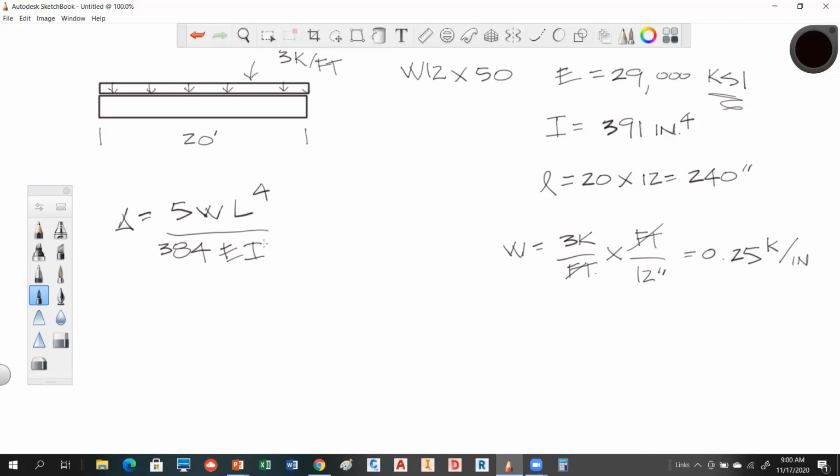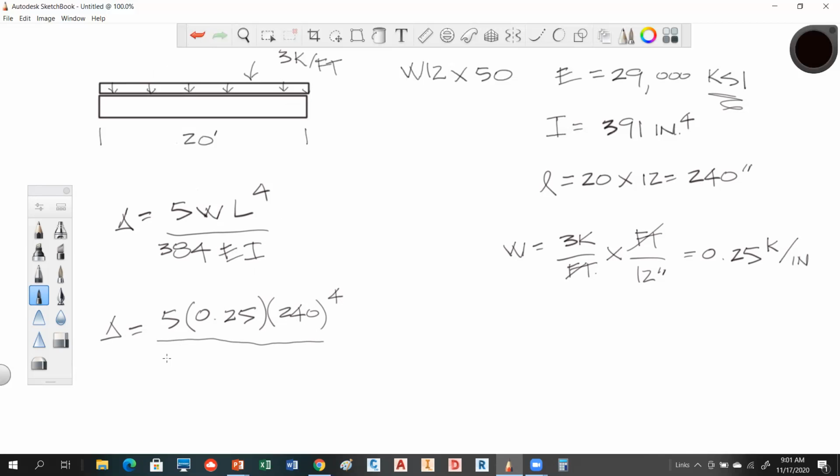So essentially we can just plug everything in, but remember we've got to make sure that the units are going to work. We just made sure of that. So what we're going to wind up with, when we cancel everything out, is inches. So I'm going to go ahead and put this in. This is 5 times w, which is 0.25 kips per inch. And then we have L is 240 to the 4th. So that's going to give me inches to the 4th.